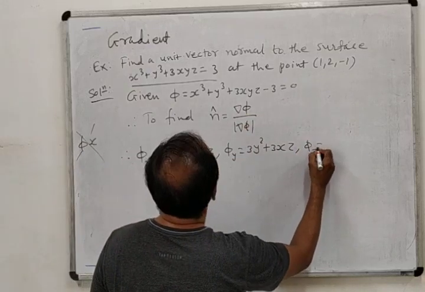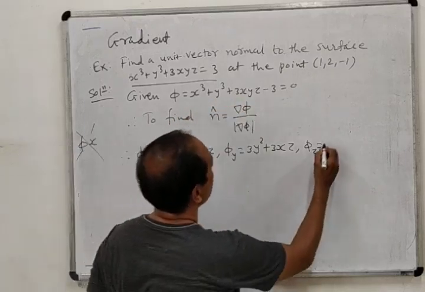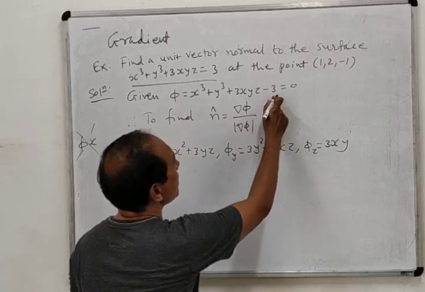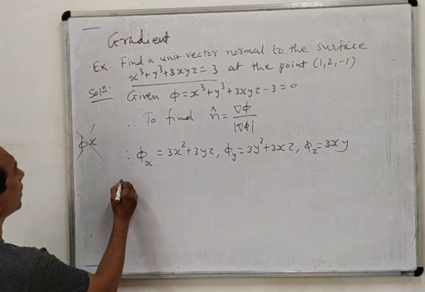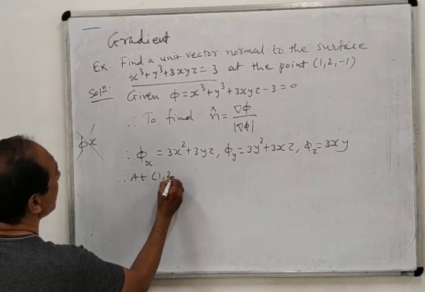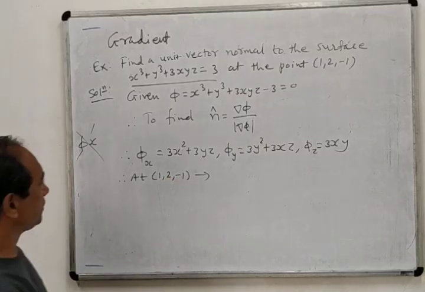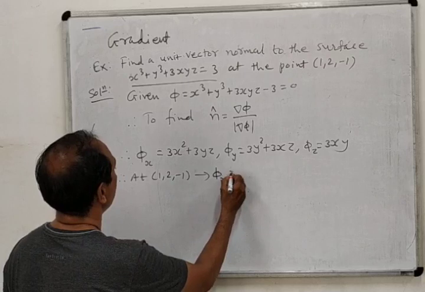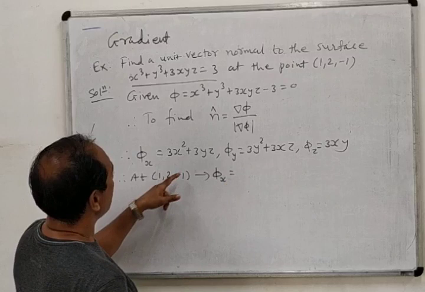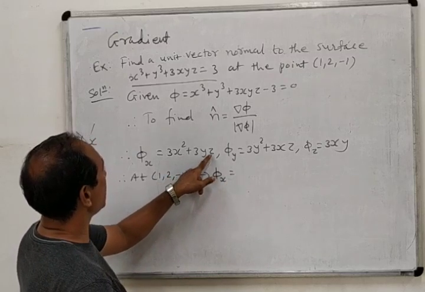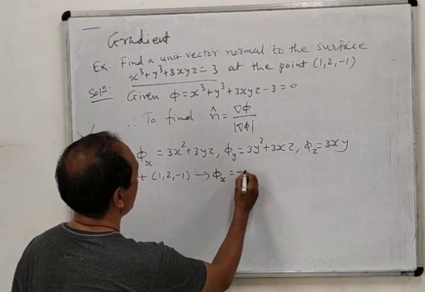Then phi z, what is it? Z is not here, z is not here, here it is z. So 3xy, and 3 has derivative 0 because it is a constant term. And we want to find this at the point 1, 2, minus 1. So here x is 1, y is 2, z is minus 1. So phi x, when we put x equal to 1, is 3, and y is 2 and z is minus 1, so it is minus 6. 3 minus 6 means minus 3.